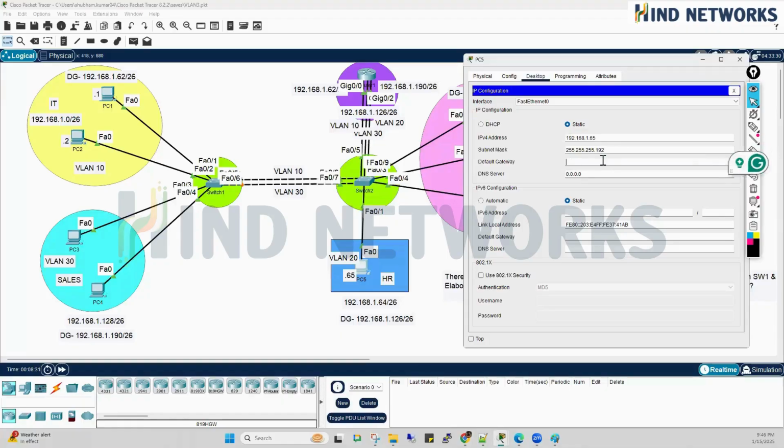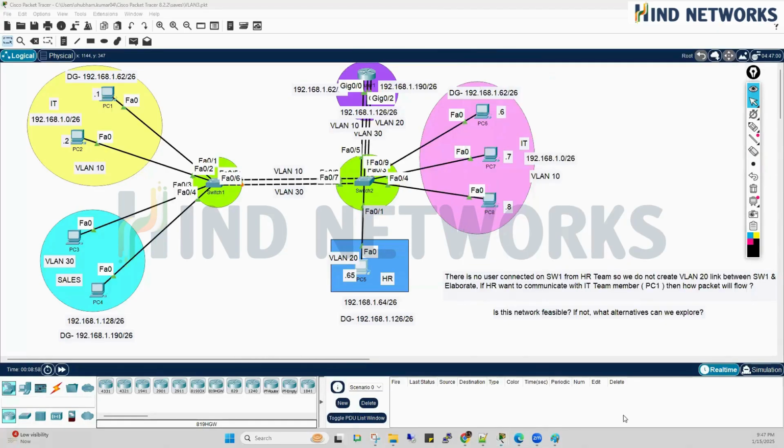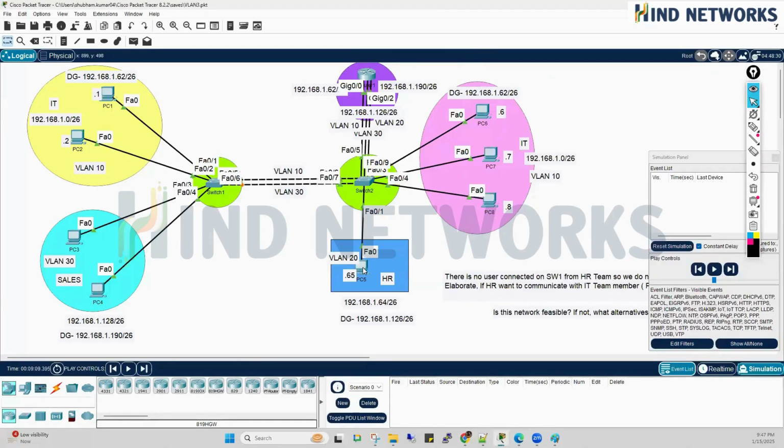Now, what will be the default gateway? I told you, this IP interface will be the default gateway. This IP address will be the default gateway. Clear? So what is the default gateway, guys? There we configure the default gateway 192.168.1.126. That is the default gateway I configured there. Done. The IP address is configured here.